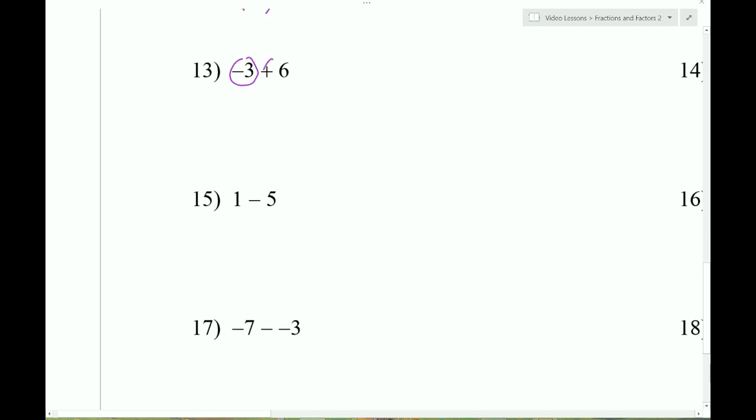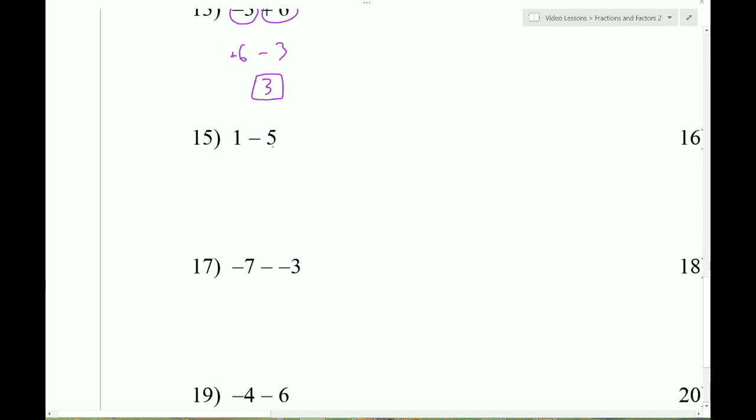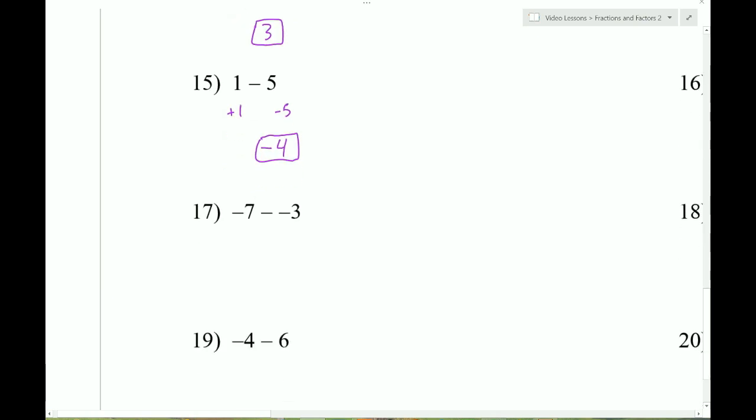Next is negative 3 plus 6. So we could also think of this as 6 minus 3, right? If we just switch the two numbers, which of course everybody knows is 3, right? 1 minus 5. So we have a plus 1 combining with a minus 5. So this is a battle, and the negative team wins, and they win by 4 points, right? Which is just 5 minus 1.